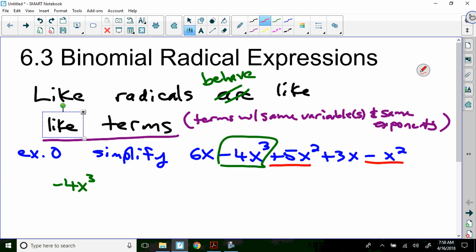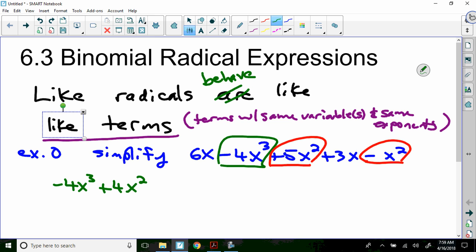So in this case, with this 5x squared and this negative x squared, both of those have the variable x, and the exponent on that variable is a 2. So we can combine those. And when we do, what's that going to make our next term look like? Plus 4x squared. Nice, good. So plus 4x squared.